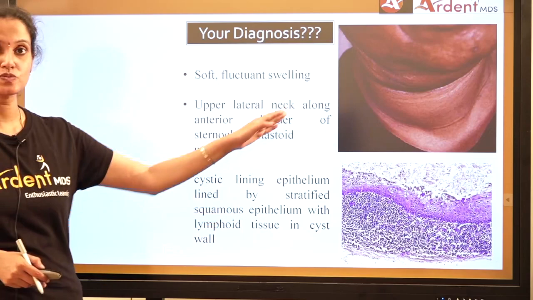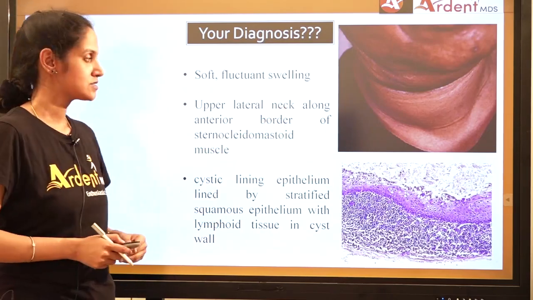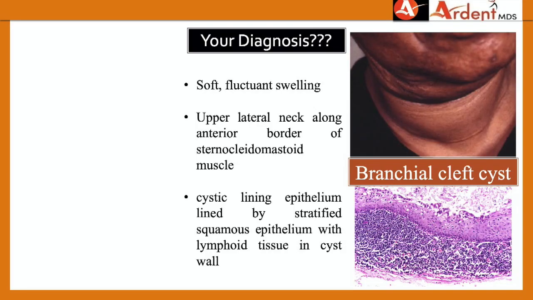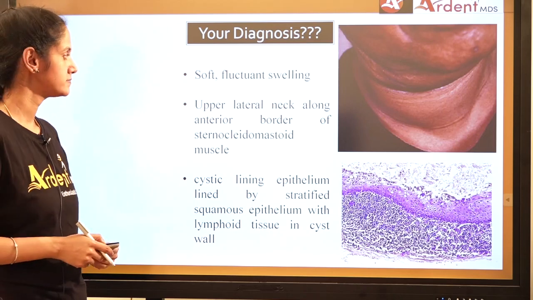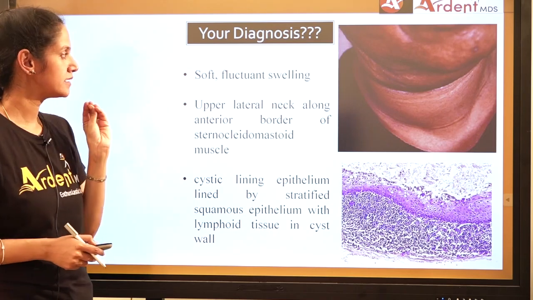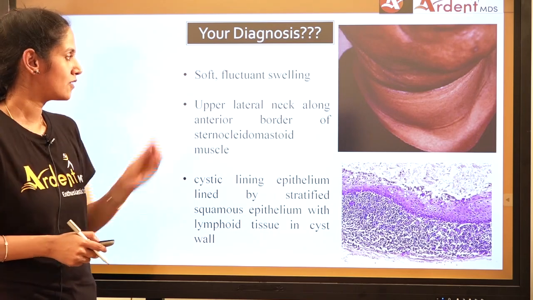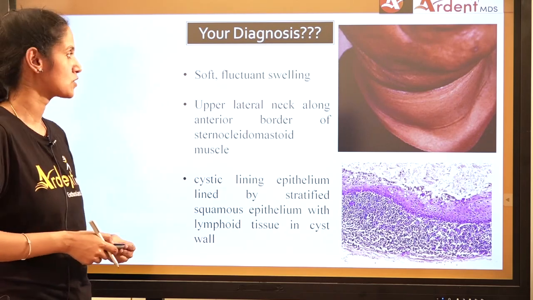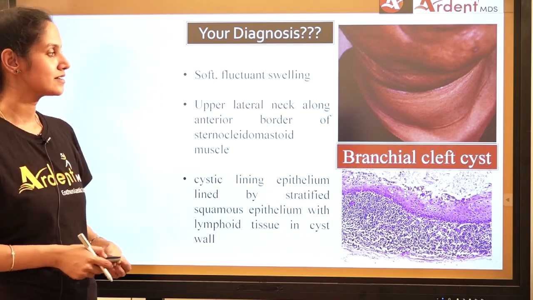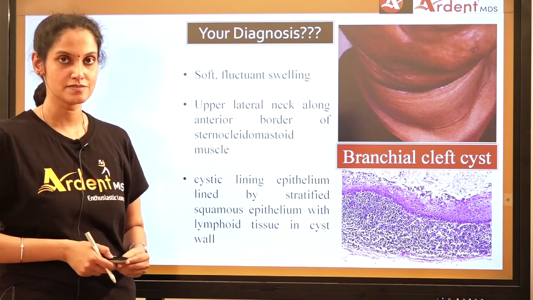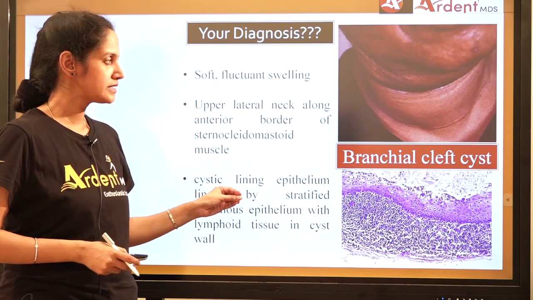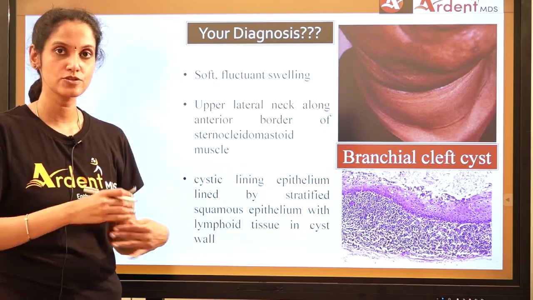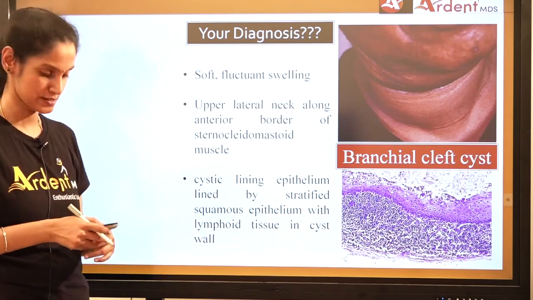What is your diagnosis with this picture and histology diagram? Yes, it is stratified squamous epithelium, but do you find lymphoid tissue just subjacent to the epithelium? And clinically you find a lateral neck swelling along the anterior border of the sternocleidomastoid muscle. Yes, this is a case of branchial cleft cyst, because of the entrapment of epithelial remnants in the branchial clefts during the formation of the branchial arches.